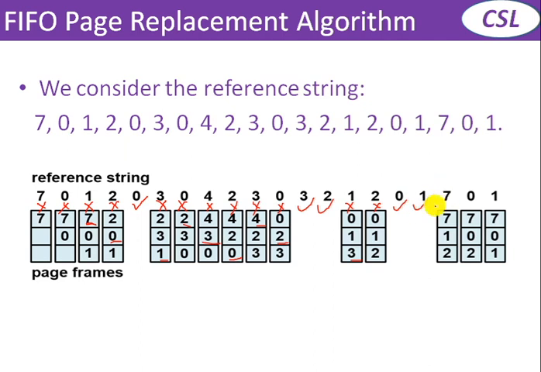Next 7. 0, 1, 2 are available, there is no 7, it is a miss. Among 0, 1, 2, which one is the oldest page? 0, so 0 is replaced with 7.